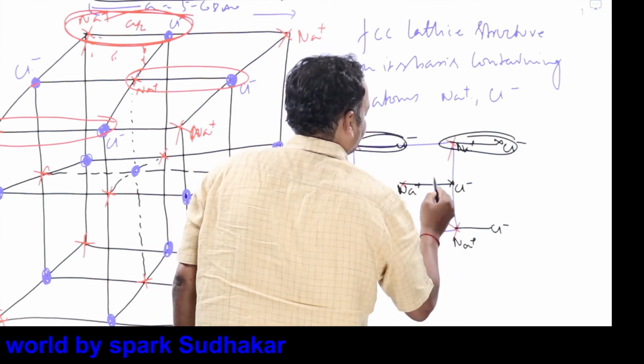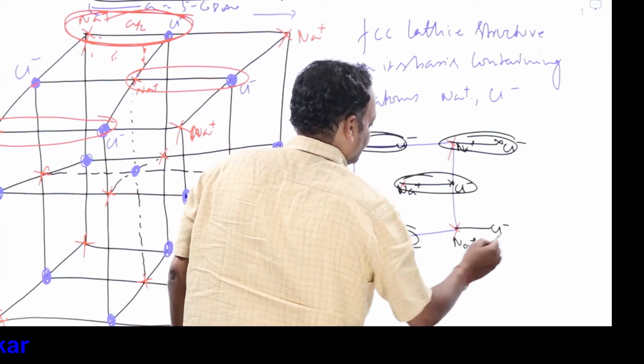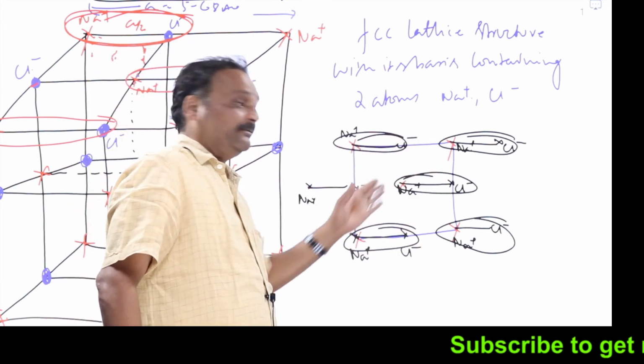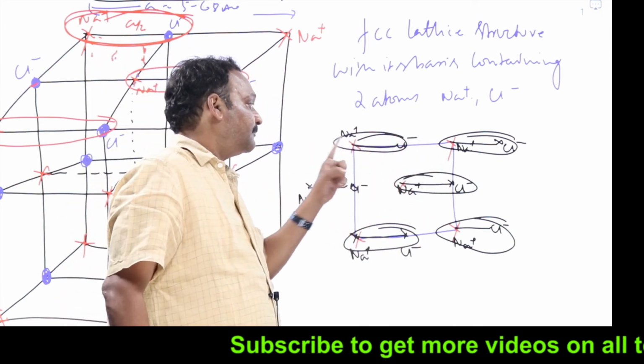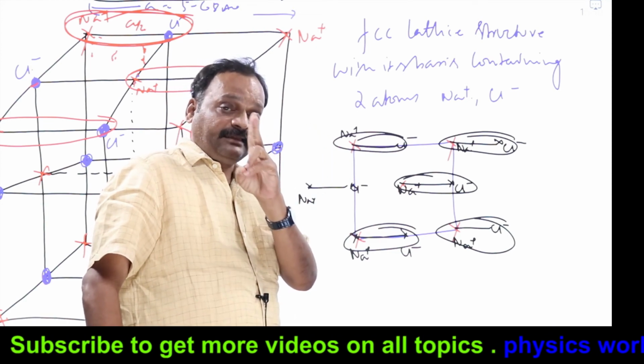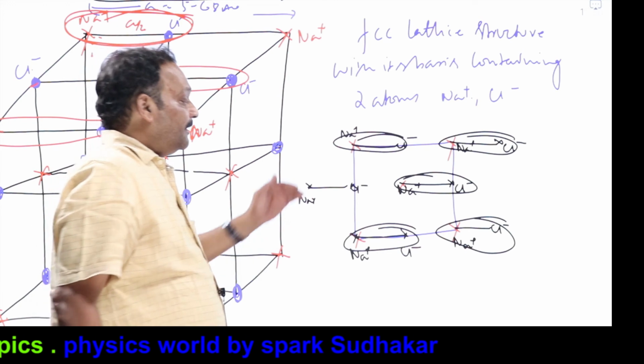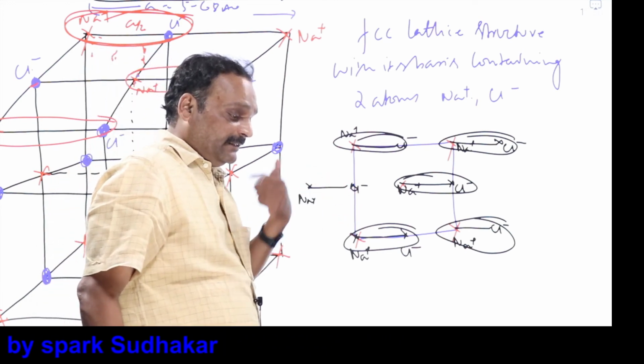This is also my lattice point. This is also my lattice point. This is also my lattice point. This is also my lattice point. Means I have arranged lattice points according to FCC. At each lattice point, I am putting two atoms, Na plus and Cl minus, separated by a distance of A by 2. Okay, so I'll call NaCl in a simplified way.